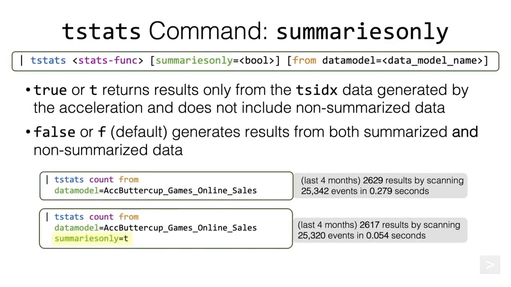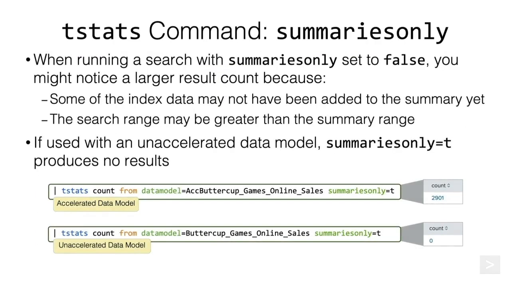If you are accessing data from a data model, you have the option of using and forcing tstats to use just the acceleration summaries if the data model is an accelerated data model. Specifying summaries only equals true forces the tstats command to only look at data that is covered by the acceleration summaries. Using summaries only equals false allows tstats to actually access data from the raw data. When you use the summaries only option and you're accessing a data model that's not accelerated, then you get no results.